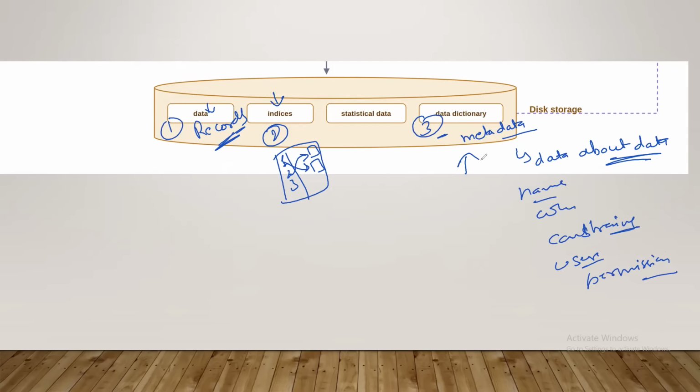And you know, the crucial and important part: when your database administrator runs this create table command, the schema definition will land on this data dictionary only. Your query is being semantically checked by this data dictionary only, whether this table exists or not. Okay, so the last one is statistical data.